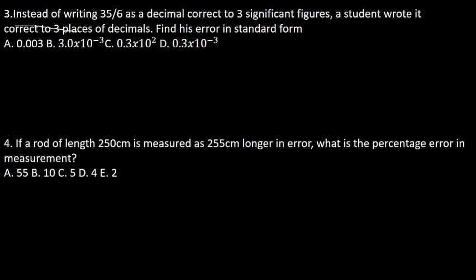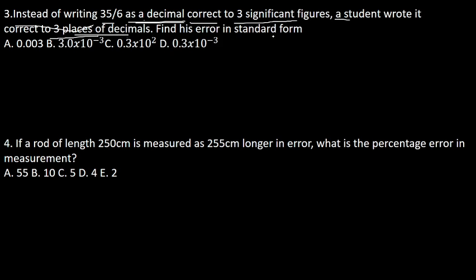Now, instead of writing 35/6 as a decimal, correct to 3 significant figures, a student wrote it correct to 3 places of decimal. As a decimal, correct to 3 significant figures, a student wrote it to 3 places of decimal. That is 3 decimal places.